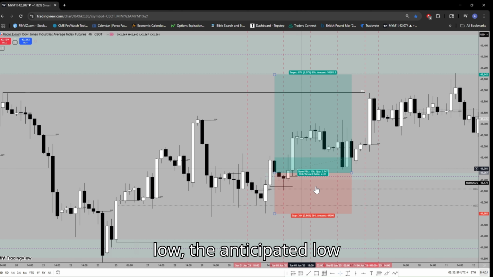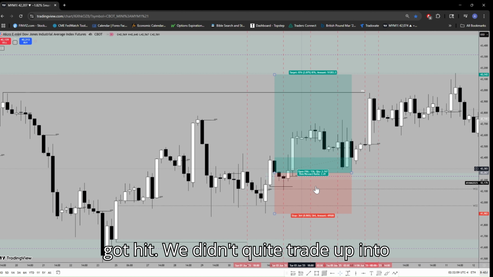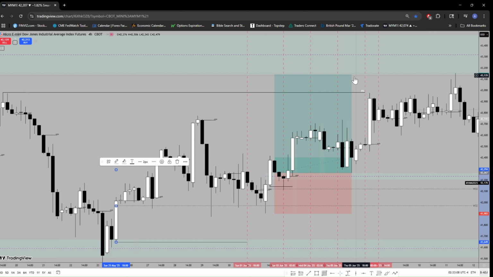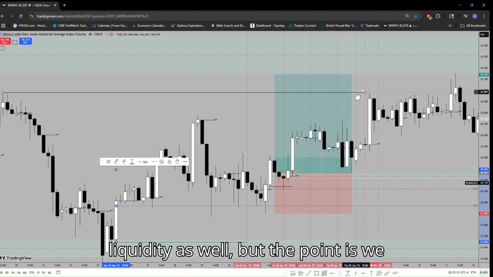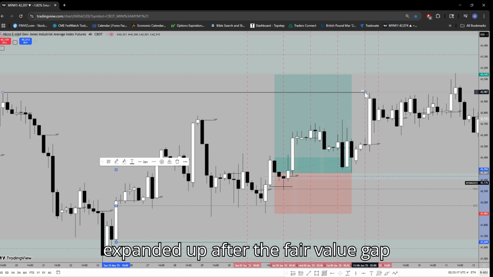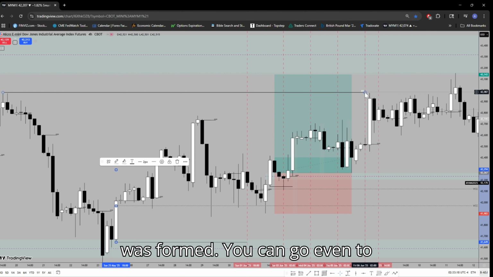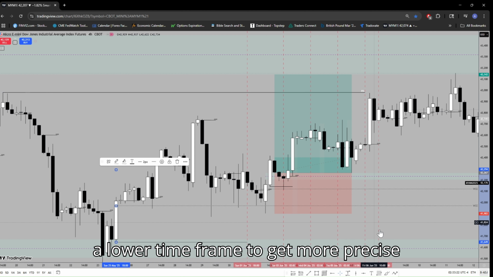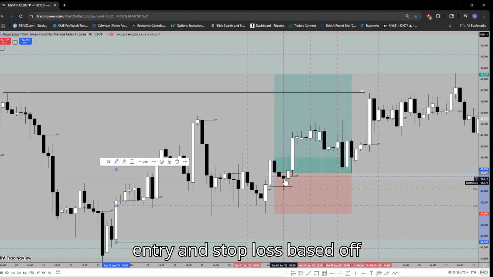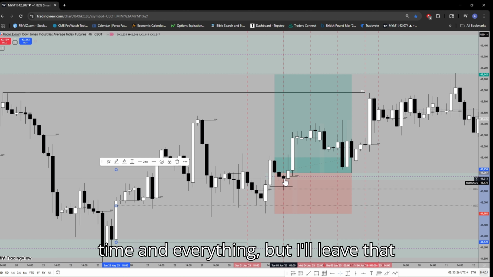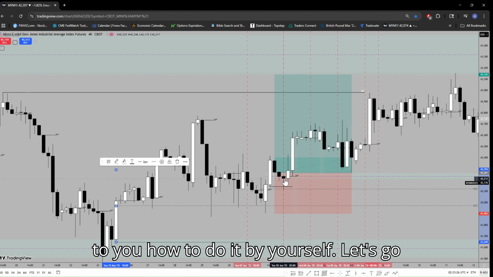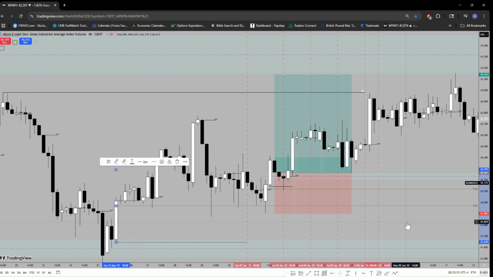The anticipated low got hit. We didn't quite trade up into our terminus, but we barely traded into the buy side liquidity as well. But the point is, we expanded up after the fair value gap was formed. You can go even to a lower time frame to get more precise entry and stop loss based off time and everything, but I'll leave that to you to do by yourself. Let's go to the last example.